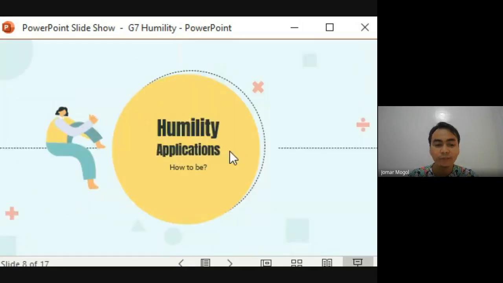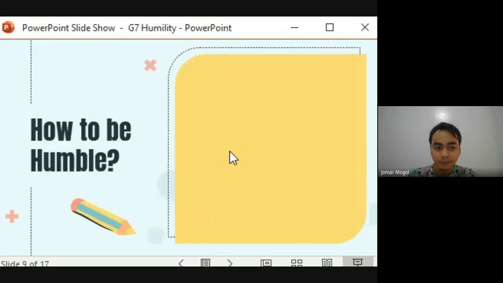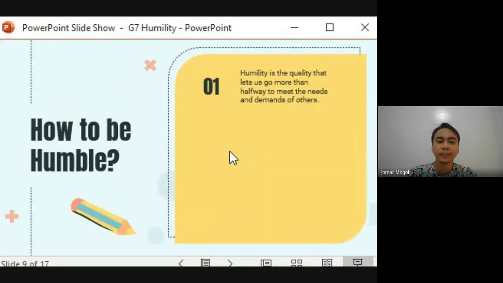Next, so let's have the applications of humility or how to be a humble person. First step is to humility is the quality that let us go more than halfway to meet the needs and demands of others. So, kinakailangan i-consider mo yung pangangailangan ng iba. So, this goes with the saying yung tinatawag nating ladies first. Are you familiar with that? Sabi, ladies first muna. Bakit hindi man's first?